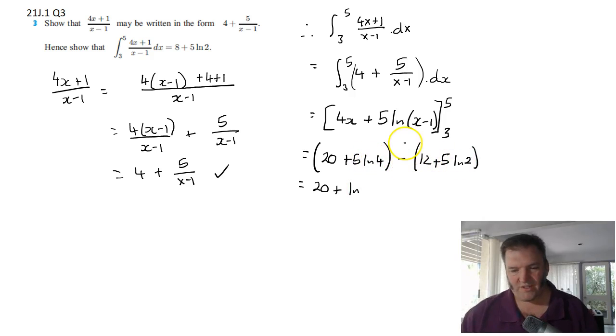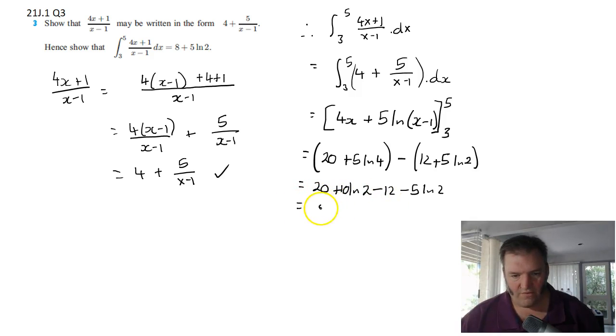Look, I could just get them into logs and do the subtraction, but when I look at it closely, look at that. Log of 4, 4's another power of 2, isn't it? We've got a 2 there. I could write 4 as 2 squared and then put the power out the front. Why don't I do it that way? So it's plus 10 times the natural log of 2, minus 12, minus 5 times the natural log of 2.